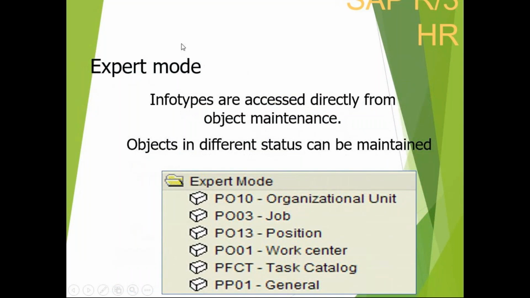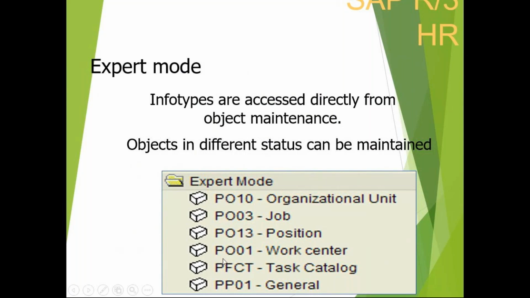Okay, let us go for another structure. That is expert mode. In the expert mode, we directly interface with info types or directly access from the object management. For creating an organization unit, you can use the T code PO10. To create your job, use PO03. For position, PO13. Work center, you can create with PO01. And task catalog can be created with PFCT. And general other activity can be created with BP01.